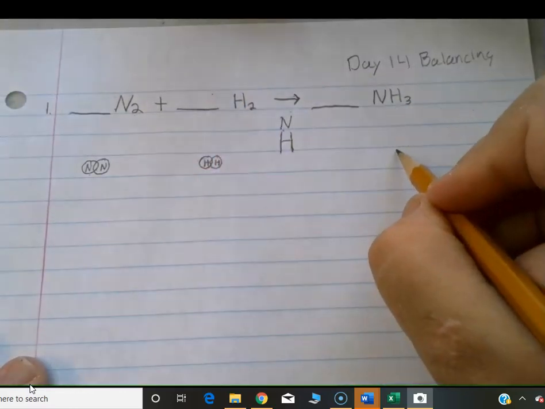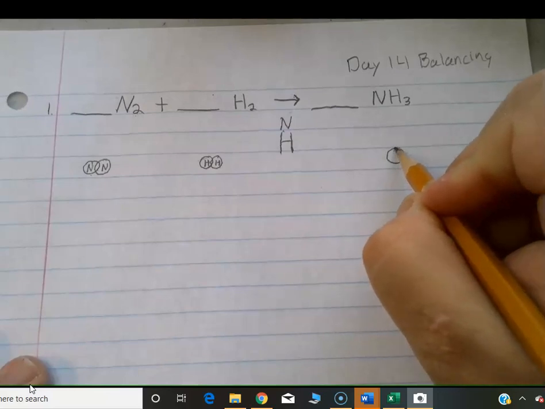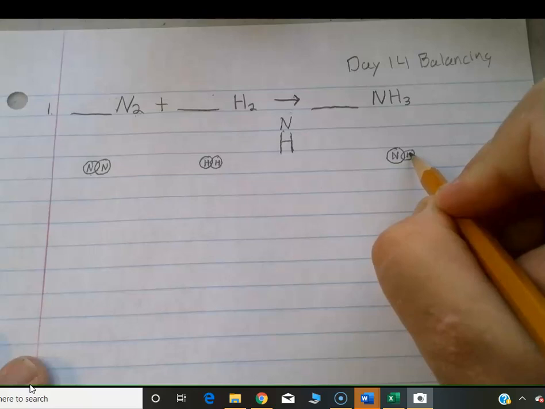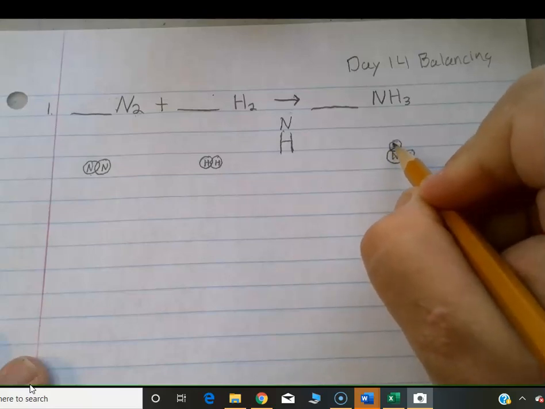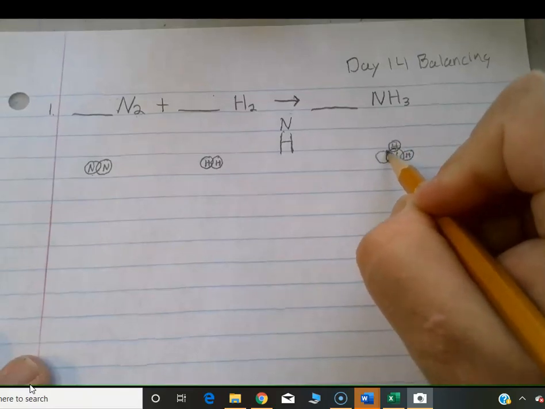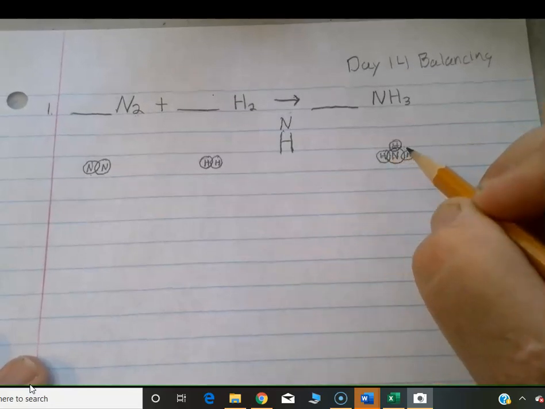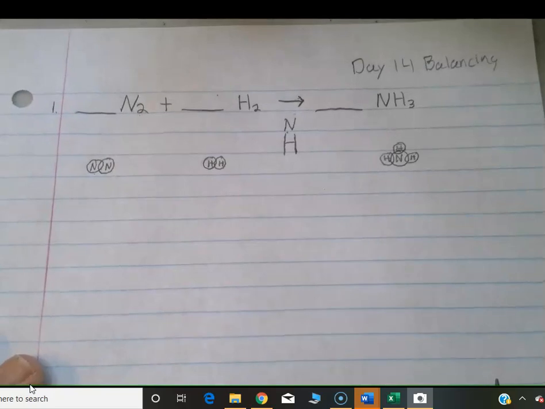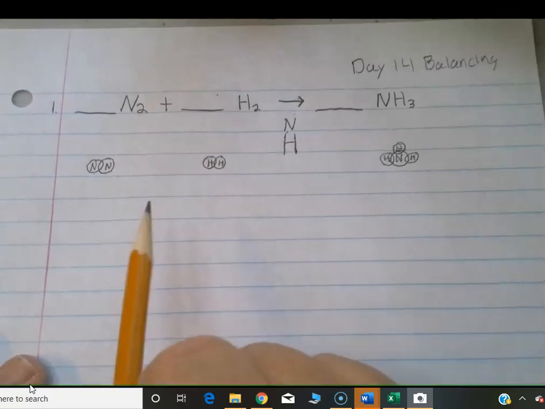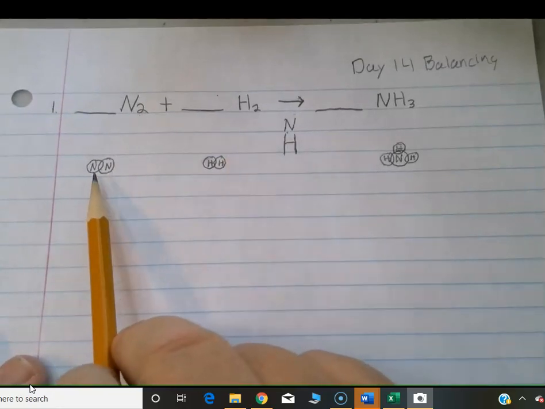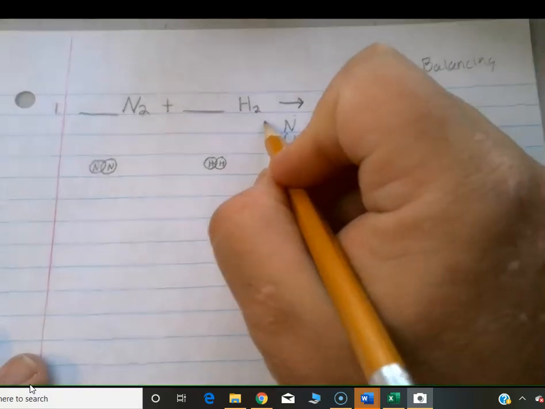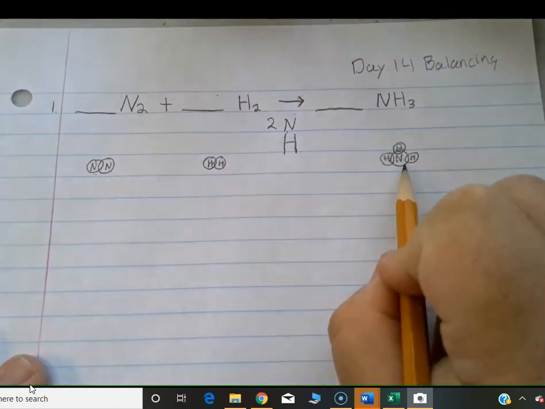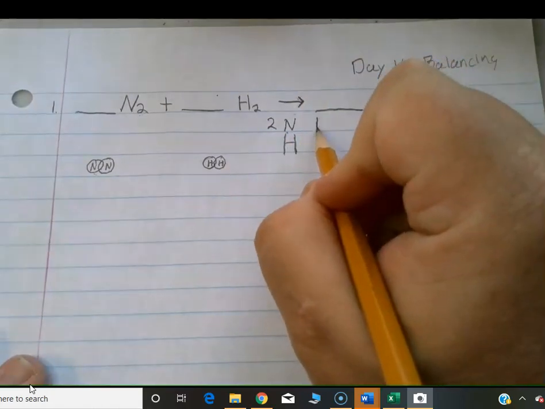And then over here I have an ammonia molecule, so it has an N, and then it has 3 H's. It's also covalently bonded because nitrogen and hydrogen are nonmetals, so it's a covalent bond sharing electrons. Okay, so there we go. That's what we have. Now if we look at it, on this side of the arrow we have 1, 2 nitrogen atoms. We're counting the atoms, not the molecules. So I'm going to put a 2 there. On this side we only have 1.